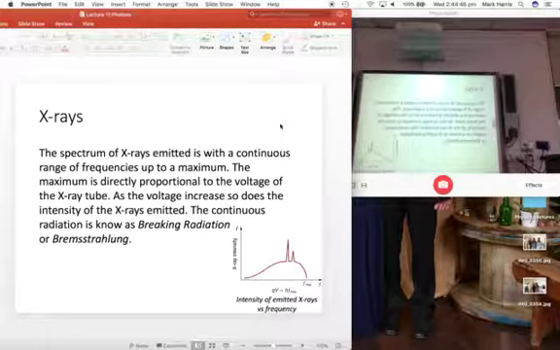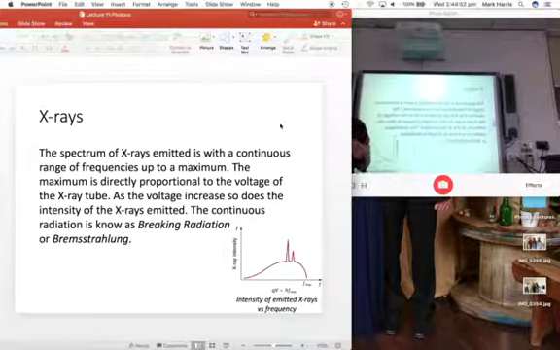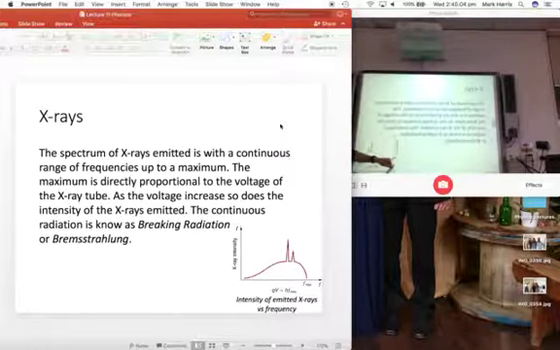Cool. So the spectrum of X-rays is emitted with a continuous range of frequencies up to a maximum, which is what we'd expect. The electrons can have all the energy from the gap, or they can have some of the energy, or they can have no energy. All of the energy will be this maximum point, and then there'd be a minimum point. The maximum is directly proportional to the voltage of the X-ray tube. The voltage increases the X-rays that are emitted.